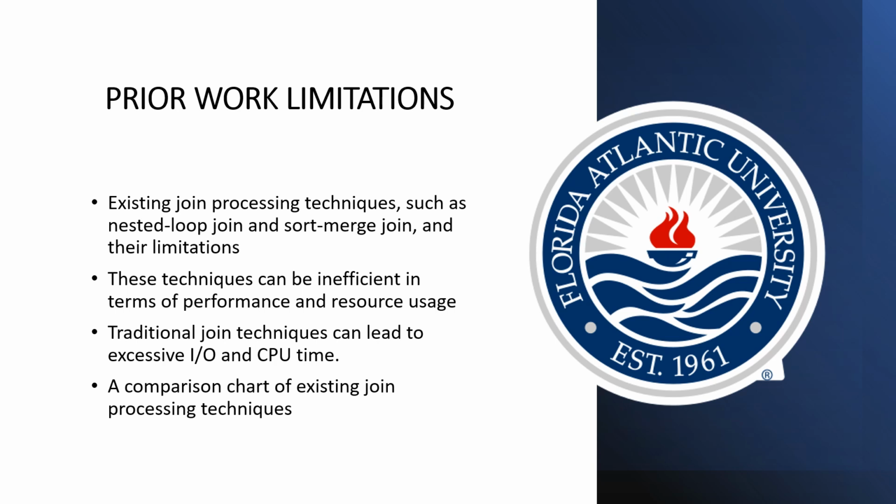And finally, hash join. This technique involves partitioning the input tables based on the join key and then performing a hash-based lookup to identify matching records. It can be faster than nested loop and sort merge joins, but it requires a significant amount of memory for the hash table. It is important to note that while these techniques have limitations, they are still commonly used in many database systems due to their simplicity and ease of implementation.